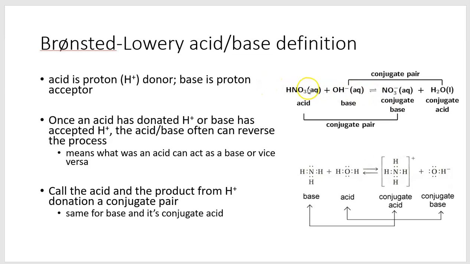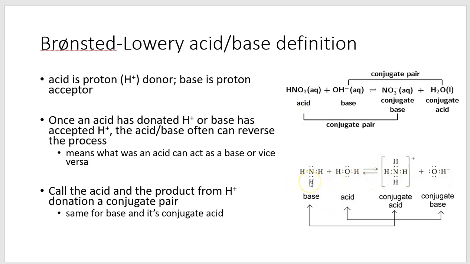Now, for this example, HNO3 is a strong acid. OH minus is a strong base. So these essentially turn completely over into these compounds, and they really don't go back. The equilibrium does not lie very much at all on the reactant side here. But we can still use this conjugate acid-base pair idea. So everything that acts as an acid or base forms a conjugate that is the opposite.